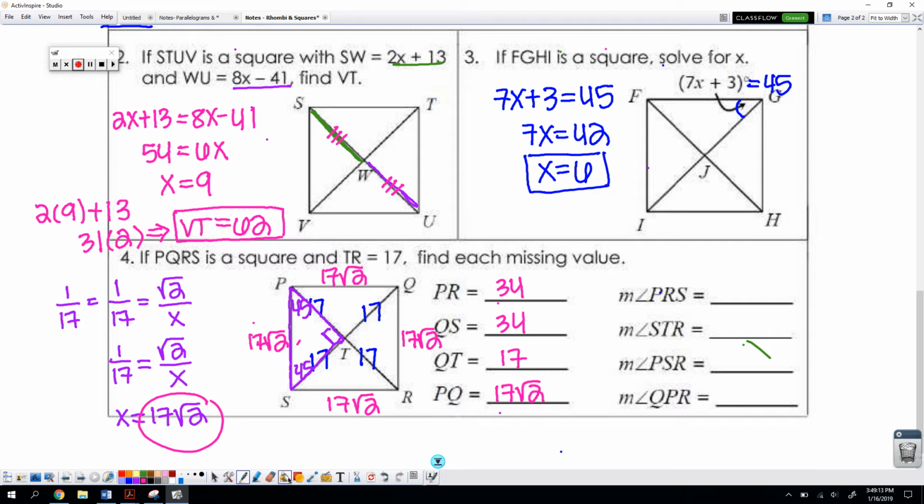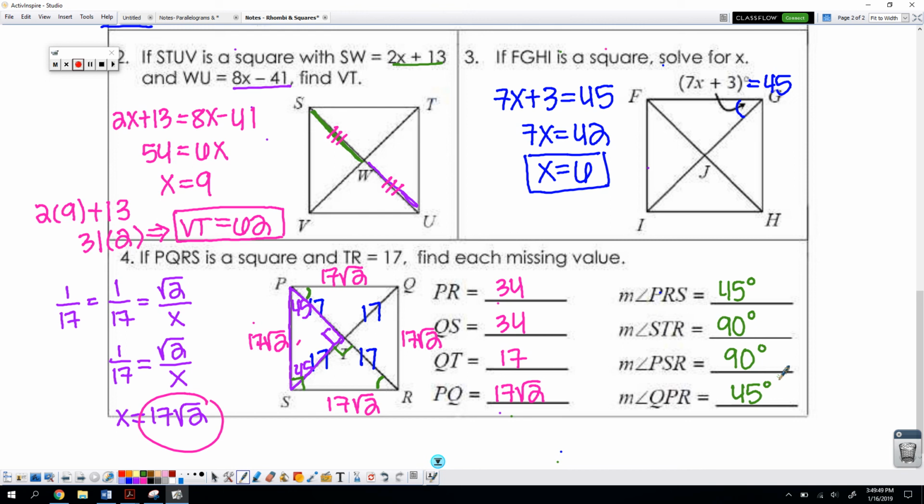Now for the angles, whenever I have a square, I just go through and see, is it the big one or the small one? Is it right or is it not? So PRS is not a right angle. It's right here, so it's half. That's 45 degrees. And then I have STR. That one's in the middle. It is 90 degrees. PSR is in the corner, which makes it 90 degrees. And then QPR. QPR is right here, or part of, so it's 45 degrees.